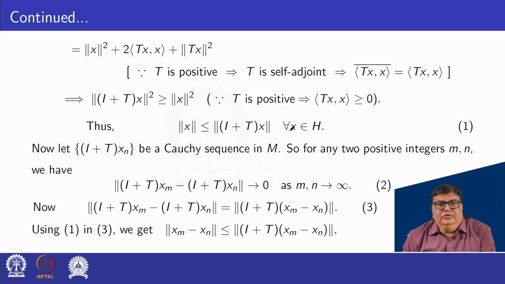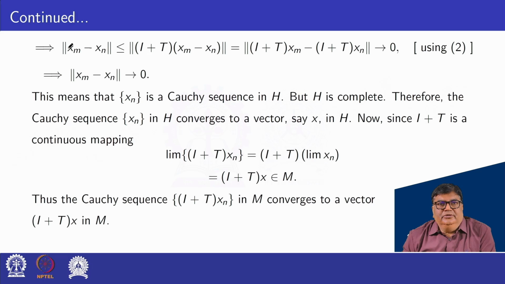Okay. So here this one from 2 converges to 0. So norm xm minus xn converges to 0. This means that xn is a Cauchy sequence in H. But H is complete because this is a Hilbert space. Hilbert space is a complete space. Therefore, the Cauchy sequence xn in H converges to a vector, say x in H.